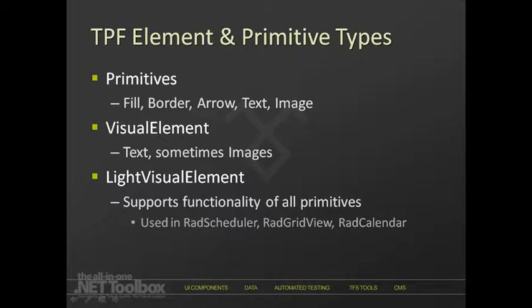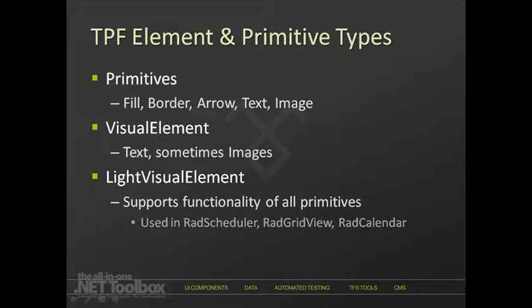When working with themes, it's good to know about the different types of elements and primitives that the Telerik presentation framework uses. There are actually 5 different types of primitive objects in the Telerik presentation framework. These are fill, border, arrow, text, and image. And that repository we just created was actually one for the fill primitive. It applies to the fill primitive.